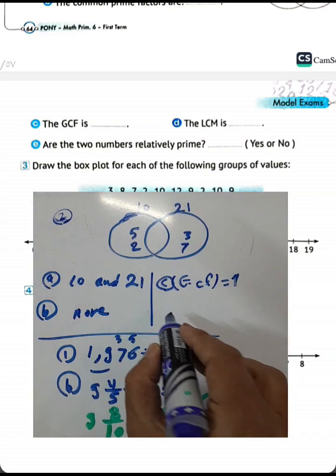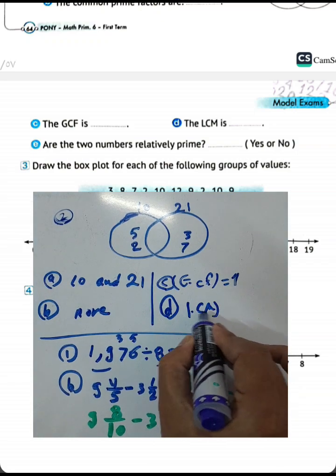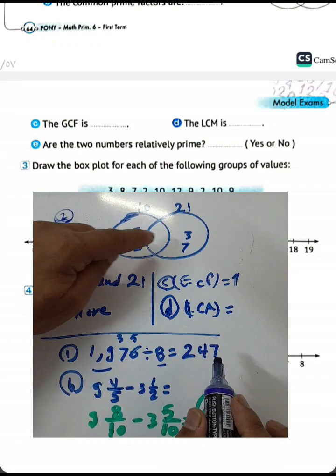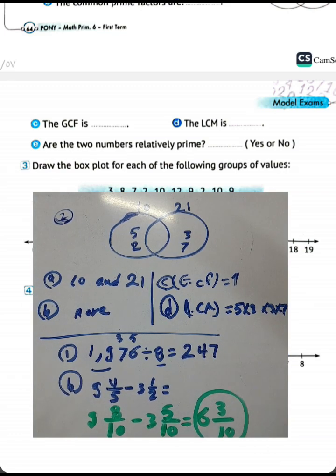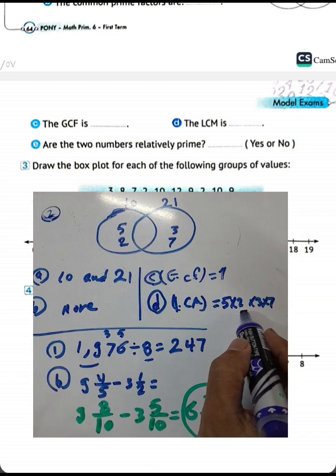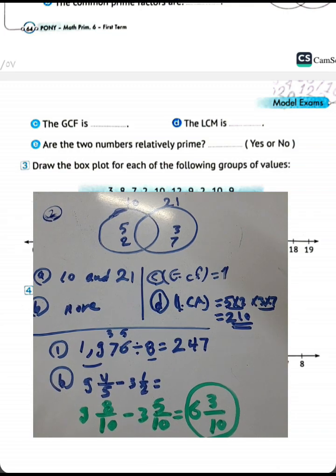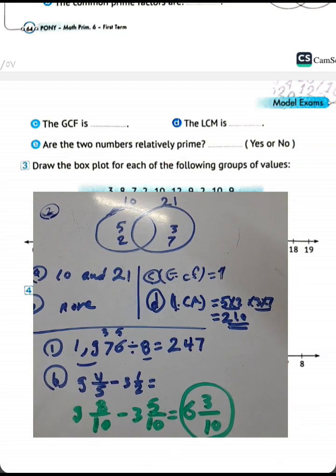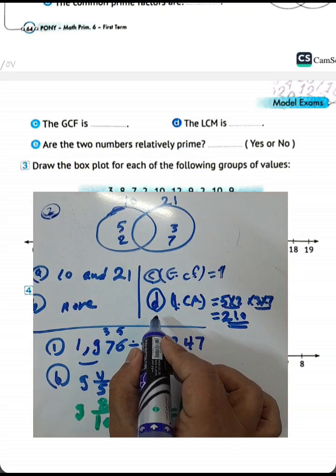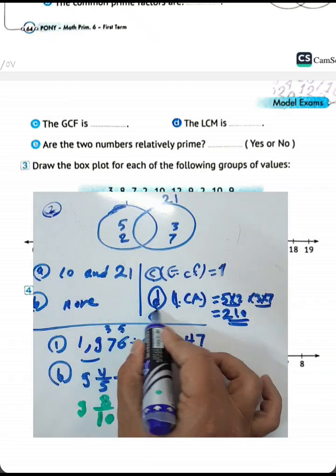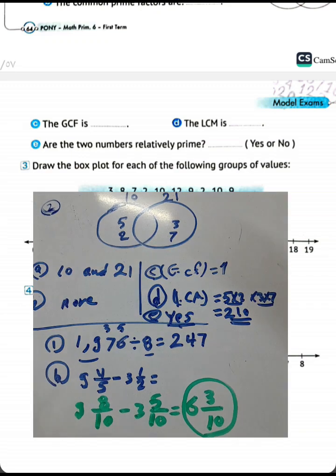And question D, the least common multiple between them will be the product of all prime factors here. 5 times 2 times 3 times 7. 2 times 5 equal 10, 3 times 7 is 21, 21 times 10 equal 210. It will be the least common multiple between the two numbers. Are the two numbers relatively prime? Yes. Question letter E, right? Yes, because the greatest common factor between the two numbers equal 1.